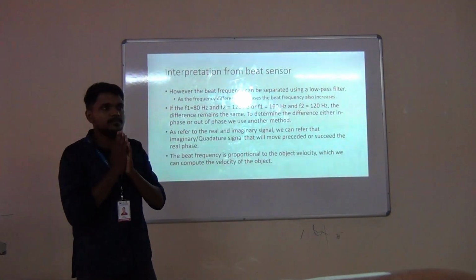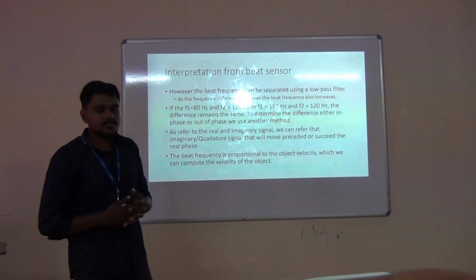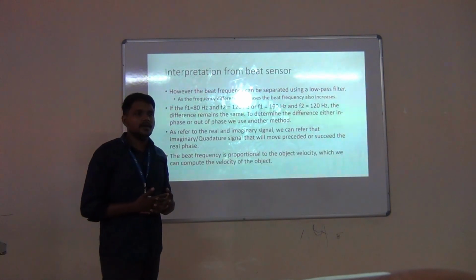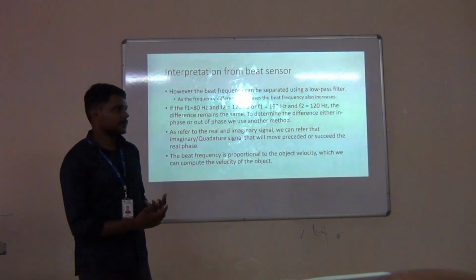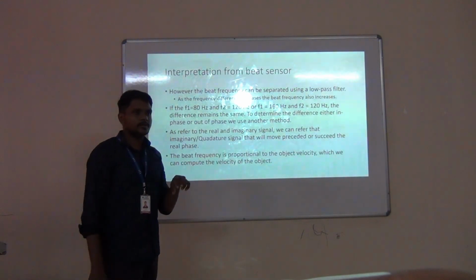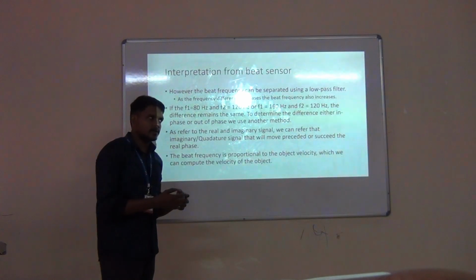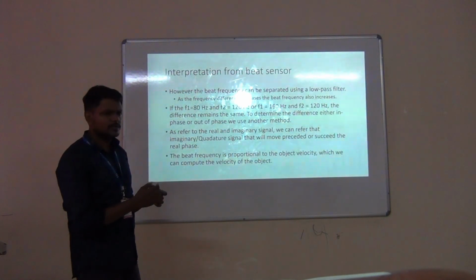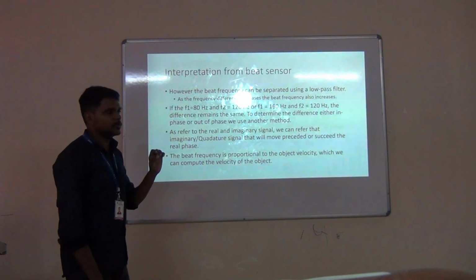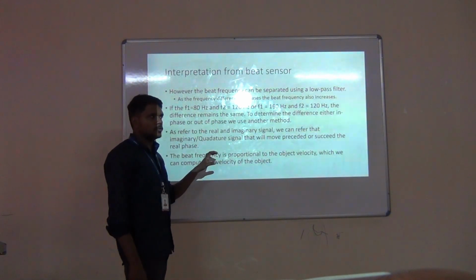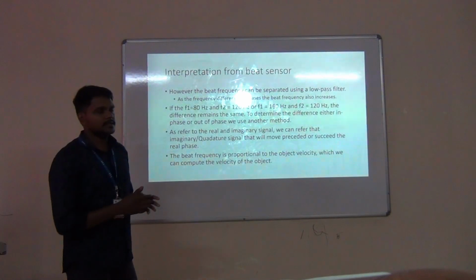We can predict only the velocity. With velocity alone, we can't find whether the object is traveling towards us or away from us. So in order to calculate whether the object is moving towards us or away from us, we will compute this graph into a real and imaginary part.